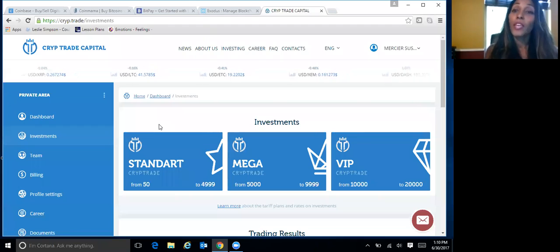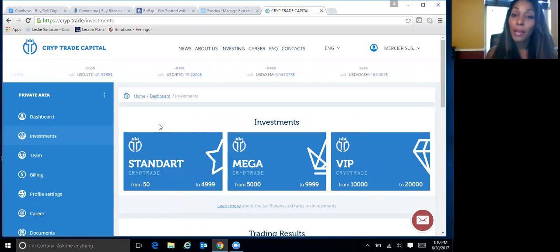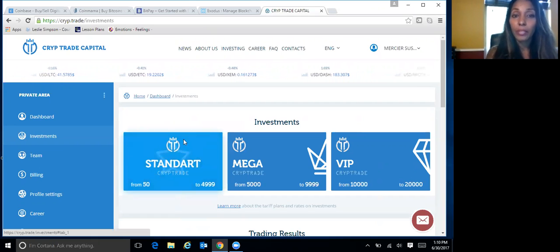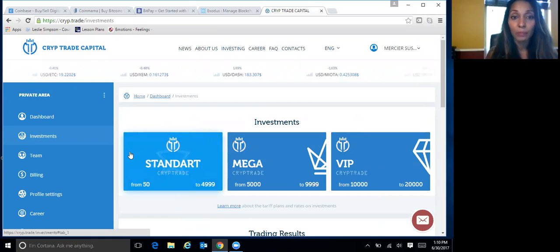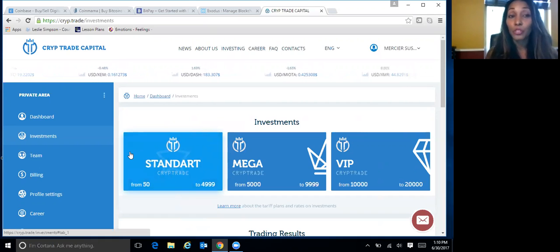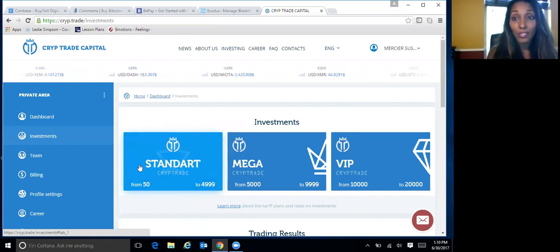But anyway, there are 3 levels of investment here in Cryp Trade Capital: Standard, Mega, and VIP. Standard, as you can see right here where my cursor is, goes anywhere from $50 to $4,999, so just short of $5,000. So if you're one of those people who don't have a lot to invest, but you're also wise and sharp enough to know that you do want to start investing, you can start from $50.